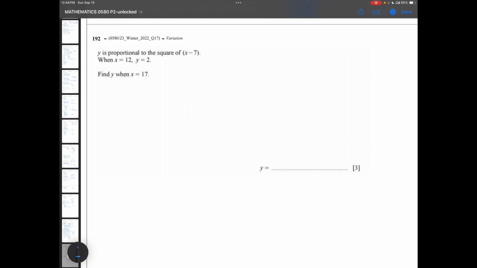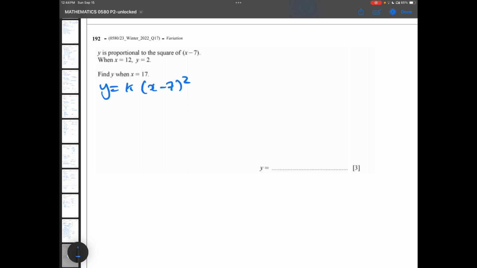Now y is proportional to the square of x minus 7. When x is equal to 12, y is equal to 2. Find y when x is 17. So first I will form the equation: y is proportional to the square of x minus 7. When two quantities are directly proportional to each other, we just multiply the second quantity with k while forming the equation.